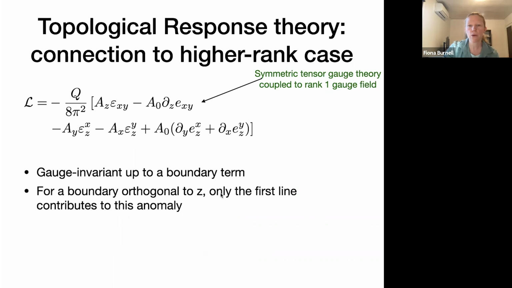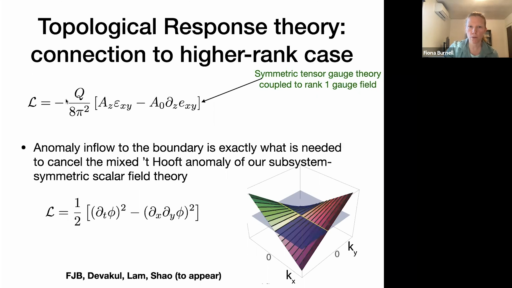And let me look at the boundary orthogonal to Z, for which only the first line actually contributes to this gauge non-invariance. And so if you look at that first line here, describing the boundary perpendicular to Z, you can write out what happens to this under gauge transformation. What happens to this? Gauge transformations of A, gauge transformations of E. You can write out what is the anomaly of this theory, and you can convince yourself that actually these two exactly cancel each other, okay?